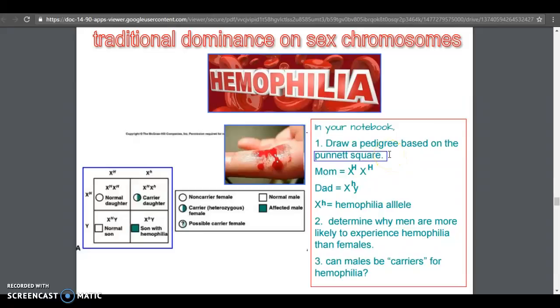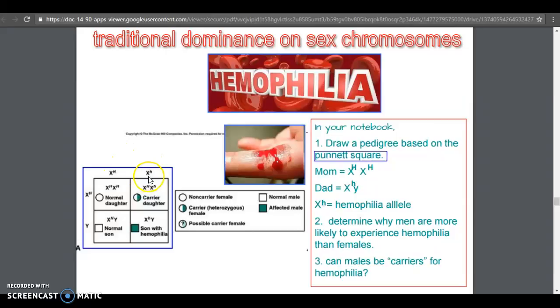So first of all, what that means is we need to draw a pedigree. Remember, we use symbols, circles, and squares to show this right here. So we have one parent, and it gives their two alleles. And we have another parent. They have X and Y, by the way. That means this is the father. So you have the father and the mom.